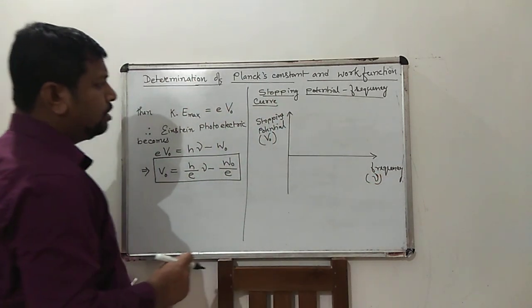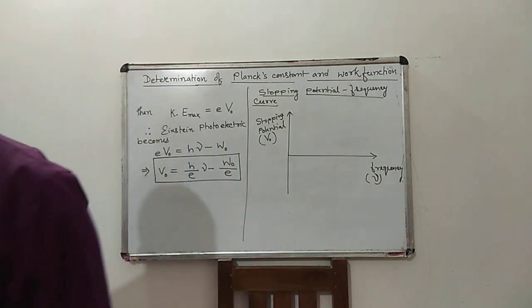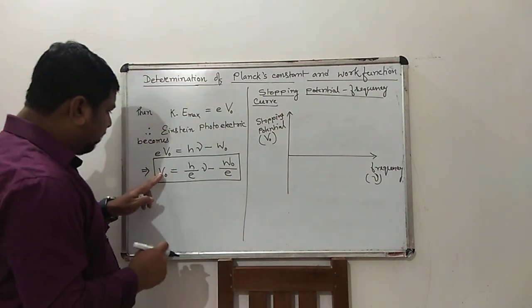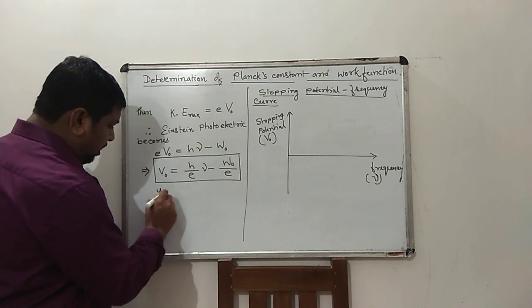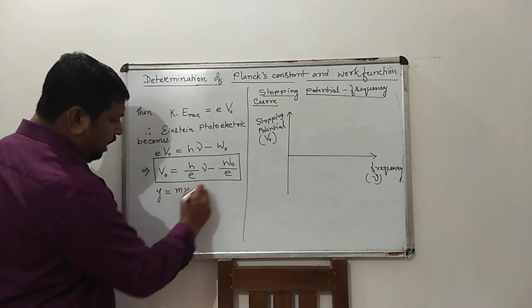If you consider stopping potential along the y-axis and frequency along the x-axis, then we get a graph. Suppose this is y, this is m, this is x, and this is c.